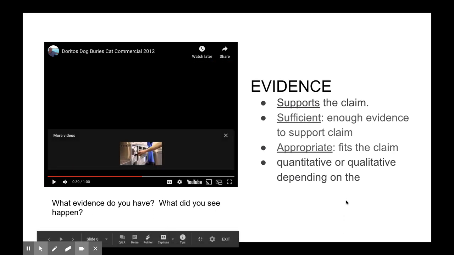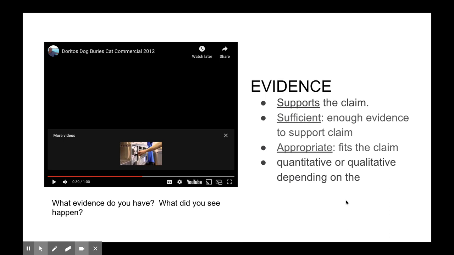Okay, so again, what evidence do we have to support what happened to the cat? So remember we had said the claim was the cat was dead. So I need to find evidence that supports that claim. Well, evidence that we saw in the video included the missing cat sign and the dog burying the cat's collar. So again, both of those things would be evidence to support the claim that the cat is dead.